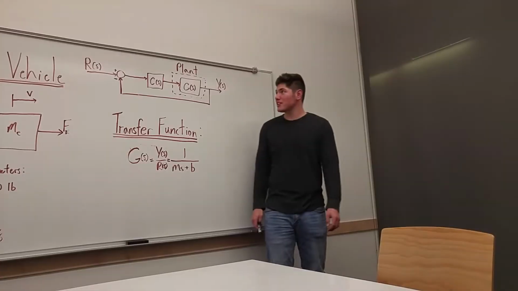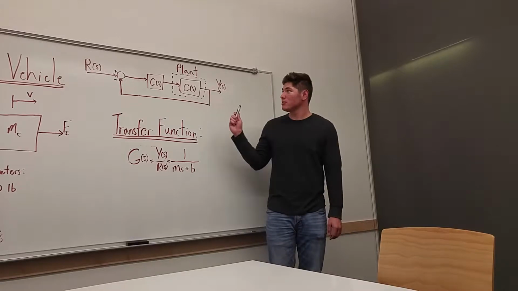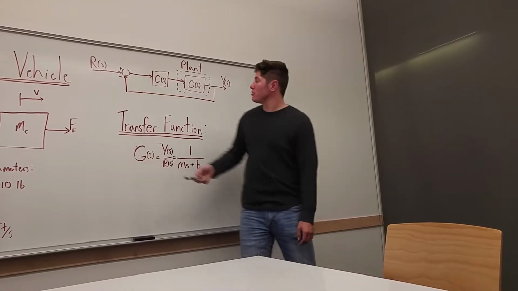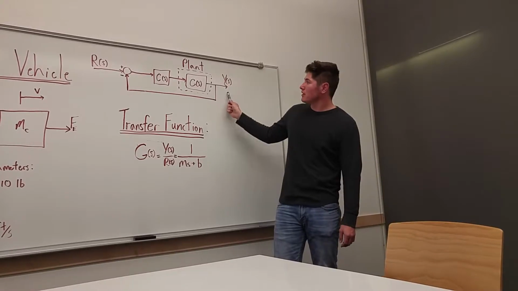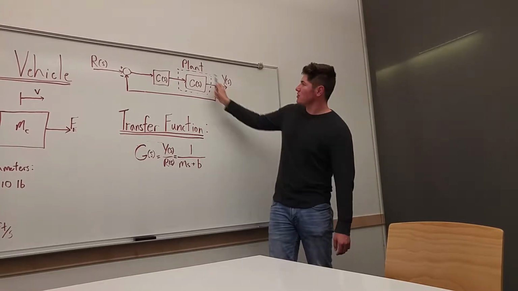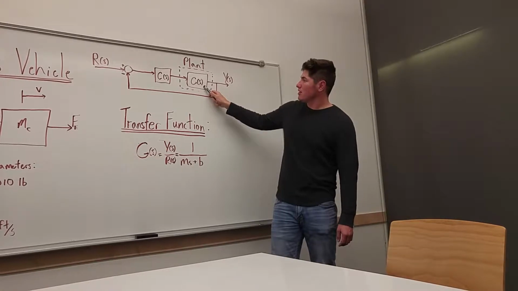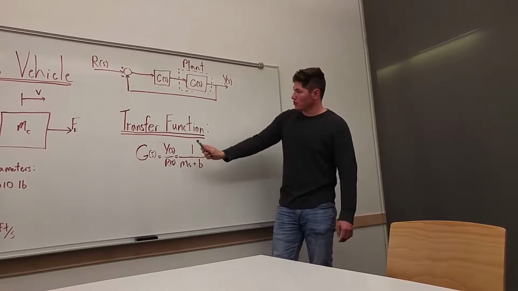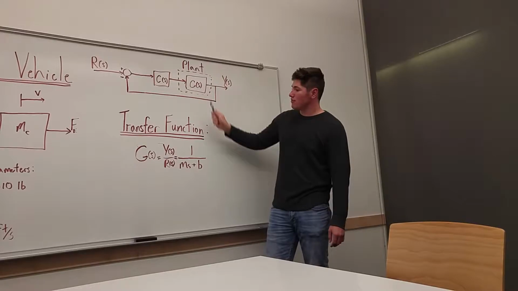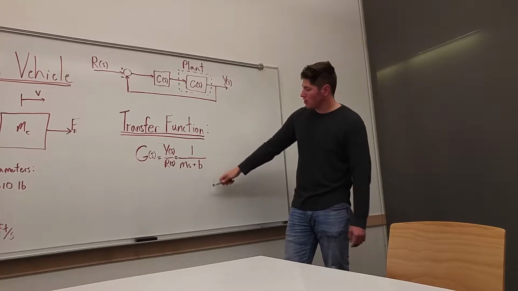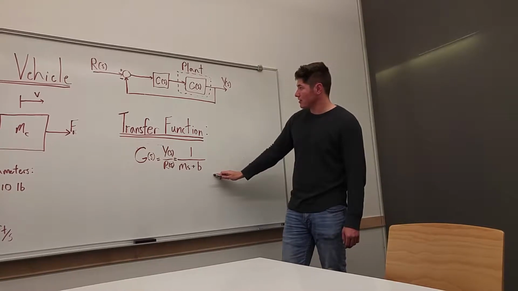So for our basic block diagram of our system, right up here we have R(s) as our input, Y(s) as our output. Our plant, shown here in the dotted box, is modeled as G(s). When we come down here and look at our transfer function of that G(s), that comes out to be 1 over ms plus b.